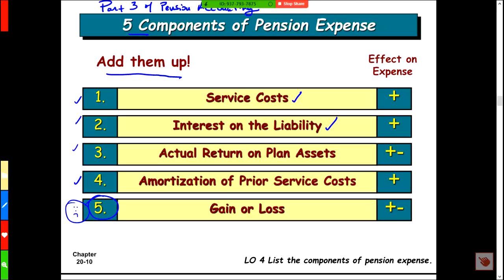All right, no problem. Actual return. Not so bad. Actual return is the return on all the stocks, bonds, real estate, and whatnot that are part of the plan assets. That will also come in a report from the pension plan administrator and or the actuary. Now, if it's a positive return, then less expense. Negative return, and we'll see this again, then you add to expense.